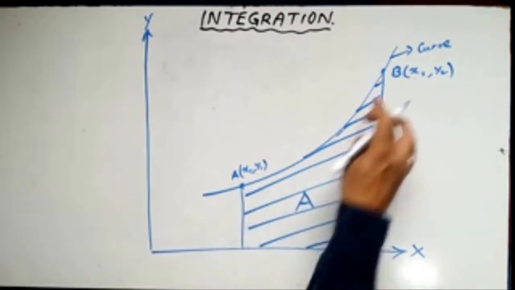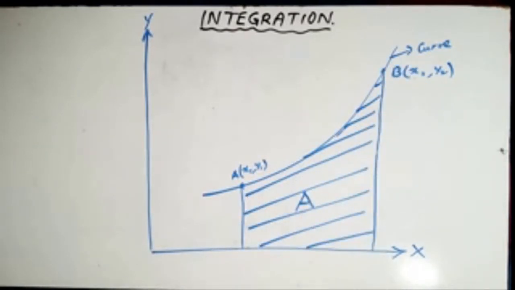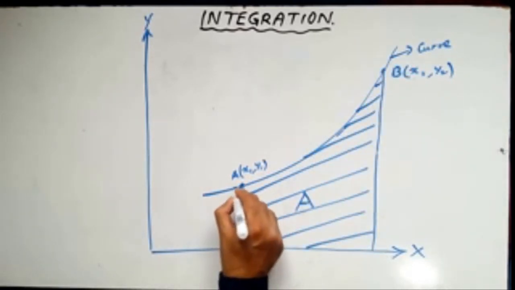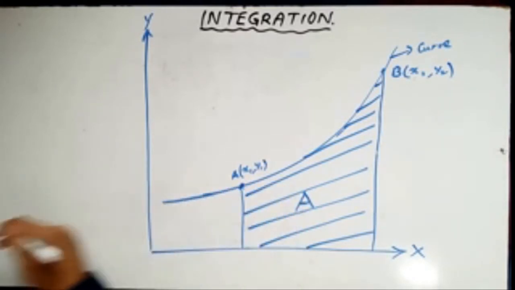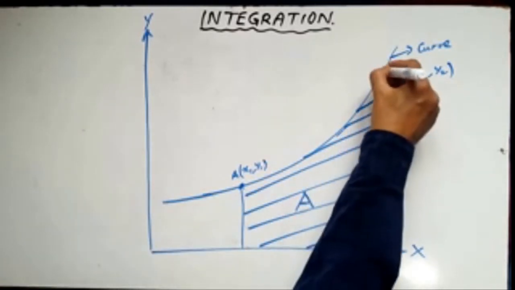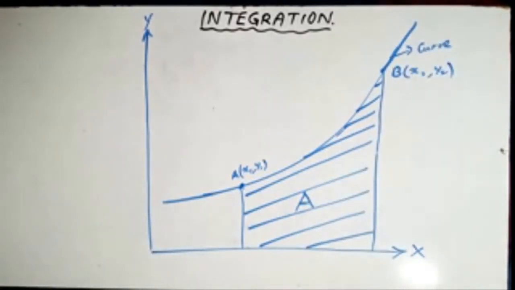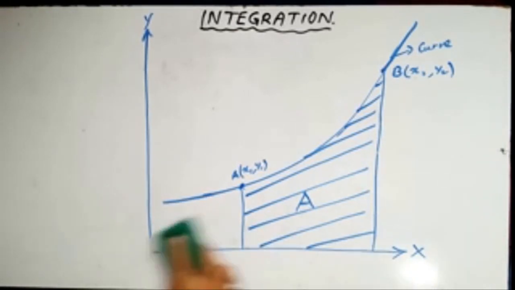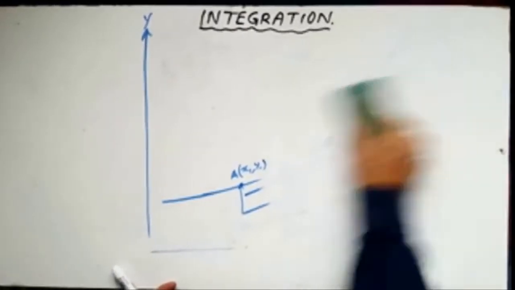So if A and B are defined, it is known as definite integration. But if A and B are not defined, that means we don't know where the point A is. It can stretch this way or it can stretch in this way. We don't know where the points A and B are. That is called indefinite integration. So in this lecture, basically, I will just give you the concept of how to find out this area under the curve.